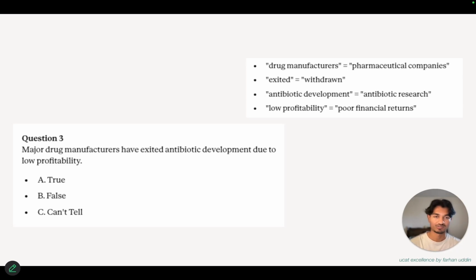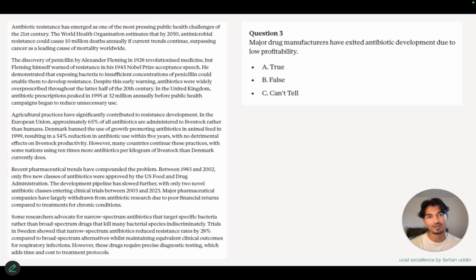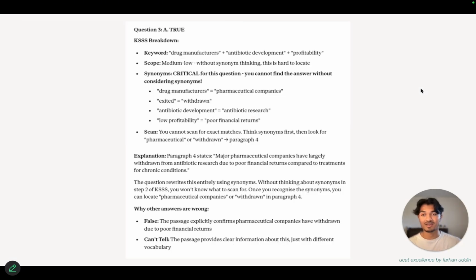And then so, I mean, look, it's pretty leading because I've just given you the synonyms there. But if you now look for some of those synonyms, and hopefully you've done your topic mapping to know that the information you're looking for is in the fourth paragraph here, then you can quite easily find this. Major pharmaceutical companies have largely withdrawn from antibiotic research due to poor financial returns. So this one ends up becoming true. And it's actually an example of a question that you can't answer without thinking about these synonyms. So just because the key word that you're looking for doesn't directly exist in the passage doesn't mean that the concept of the idea of the word isn't there. It might just be hiding under the guise of a synonym.